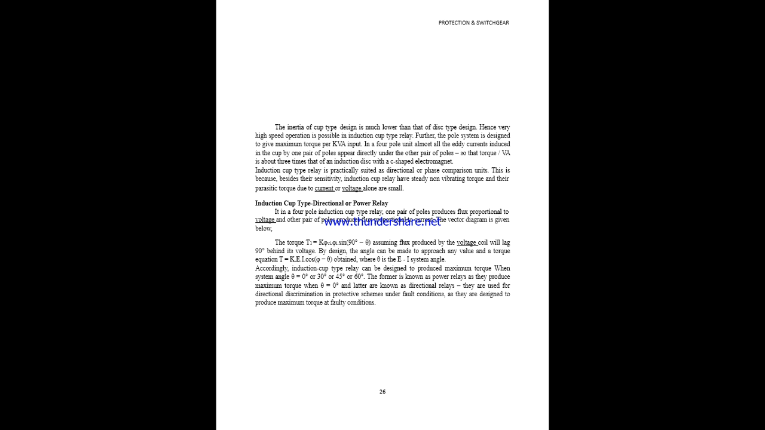In directional relays or power relays, in this case the torque is directly proportional to phi, k into E into I into cos of phi minus theta, or k into phi 1 into phi 2 into sin of 90 minus theta. So this is how the torque is getting produced. Accordingly, it produces a maximum torque when system angle theta is equal to 0 degree or 30 degree or 45 degree or 60 degree. The former is known as a power relay, as it produces maximum torque when theta is equal to 0 degrees, and the latter one is known as the directional relay. They are used for directional discrimination in protective schemes under fault conditions.